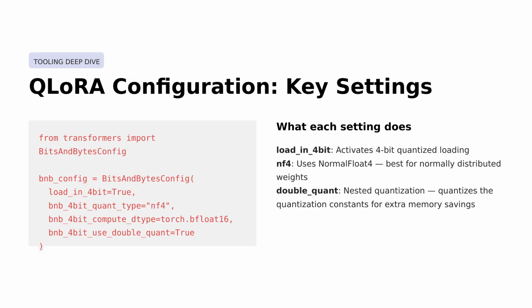We enable 4-bit loading to dramatically reduce memory use, while keeping the model practical to fine-tune. The quantization type is NF4, which works especially well because model weights are usually normally distributed. We also use bfloat16 for computation, balancing speed and stability. Finally, double quantization compresses the quantization constants too, giving us even more memory savings with minimal quality loss.